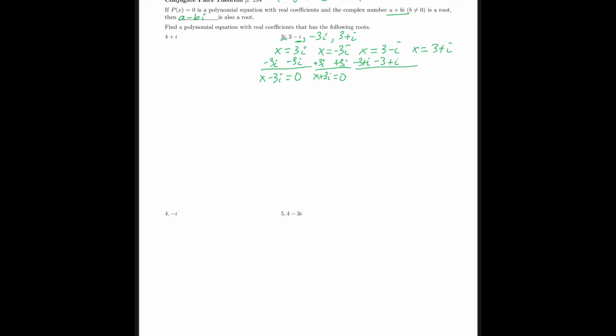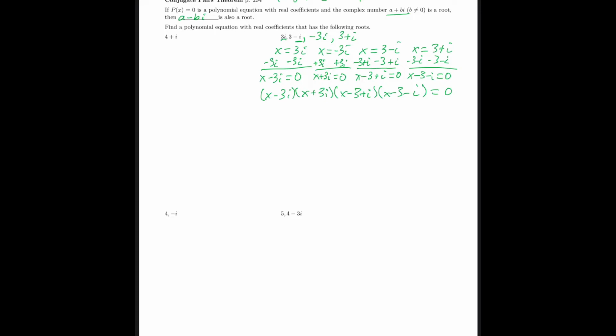So for the first one, we subtract 3i from both sides. So that gives me x minus 3i equals 0. Here I add 3i to both sides, so that's x plus 3i equals 0. Here I need to subtract 3 and add i, so that's x minus 3 plus i equals 0. And the last one, we need to subtract 3 and subtract i, so that's x minus 3 minus i equals 0.